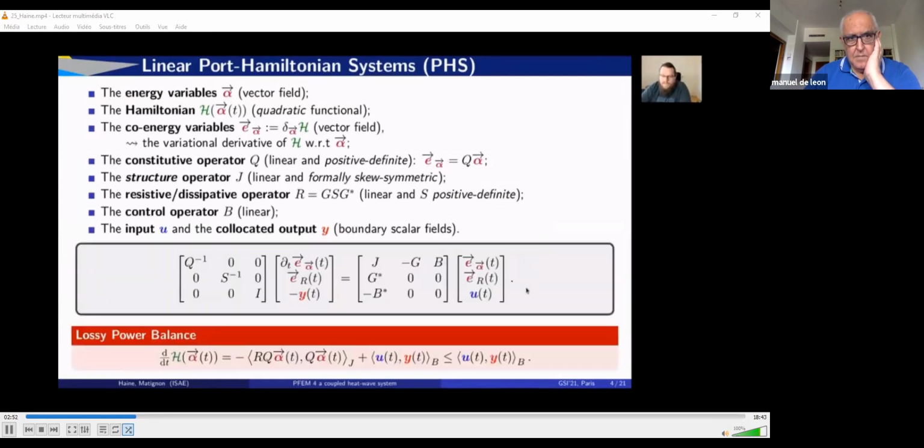We are working with this kind of equation, which is a port-Hamiltonian system written in co-energy formulation. That is, there is only e appearing in the equation. So it takes into account the constitutive relation given by Q on the left and S here. So the Hamiltonian along the solution satisfies the lossy power balance. Since R is positive, this is indeed signed, and with the minus, we have that the variation in time of the Hamiltonian along the solution is less than the power supplied to the system.